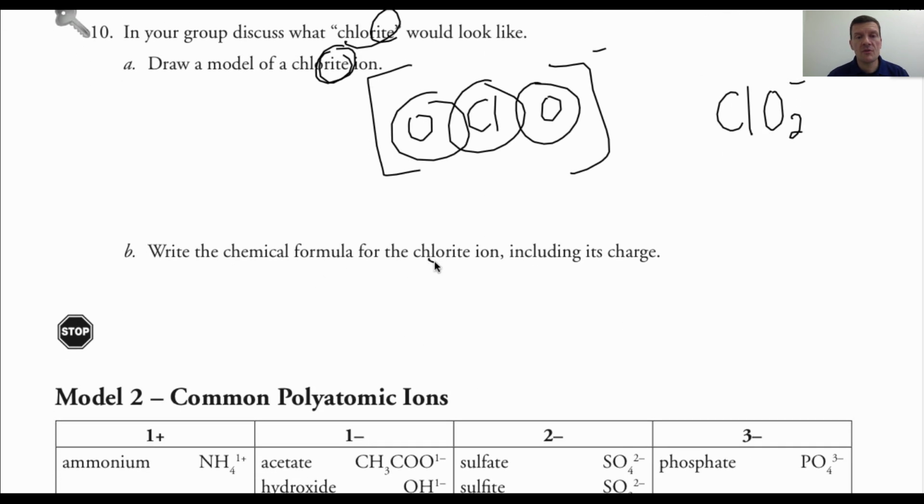Write the chemical formula for chlorite. Oh, we just did that right there. We anticipated it. ClO2 with a negative.